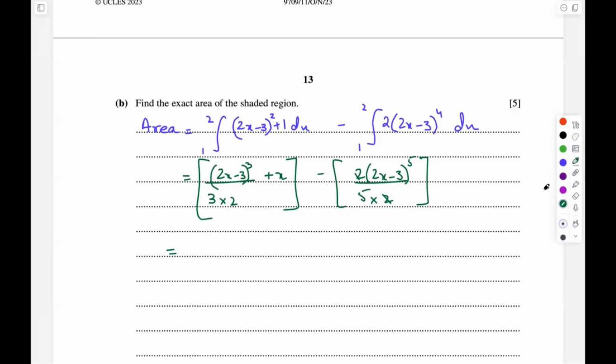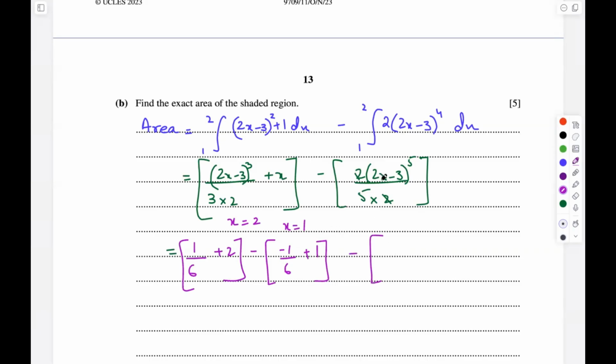Now applying the limits in the first equation. We know that the limits are 2 and 1. So first taking x equals 2, that will become 2 times 2, which is 4, 4 minus 3 is 1. So this will become 1 cube over 6 plus 2. And we'll subtract it from the lower limit, x equals 1. So this will become 2 into 1, which is 2, minus 3, minus 1 whole cube, is minus 1 upon 6 plus 1. And now applying the limits to the second equation.